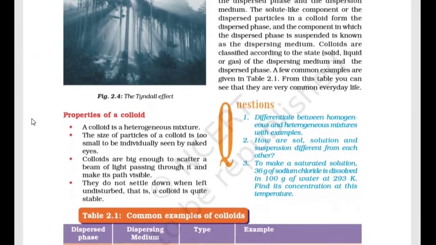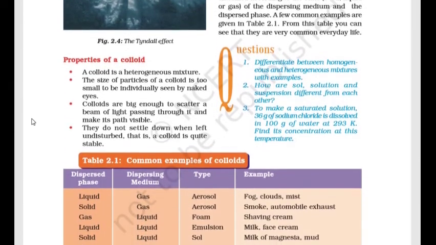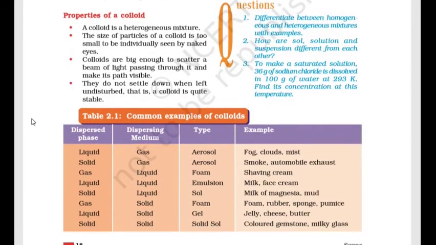Now we can take some examples which we can easily observe in our daily life. In this, the dispersed phase can be a liquid, solid or gas, and the dispersing medium can also be a liquid, solid or gas. According to the type of the dispersed phase and medium, as it is clearly shown in this table, there are so many examples such as fog, smoke, shaving cream, milk, mud, foam. We can take liquid in gas, solid in gas, gas in liquid, liquid in liquid, solid in liquid.